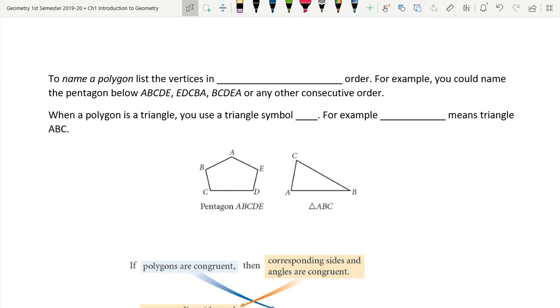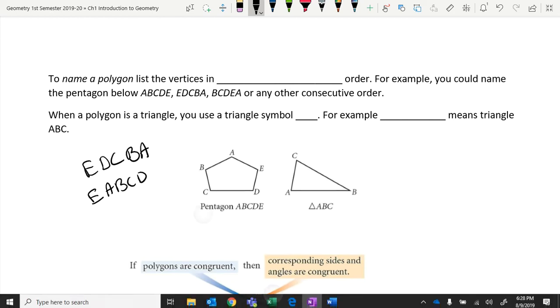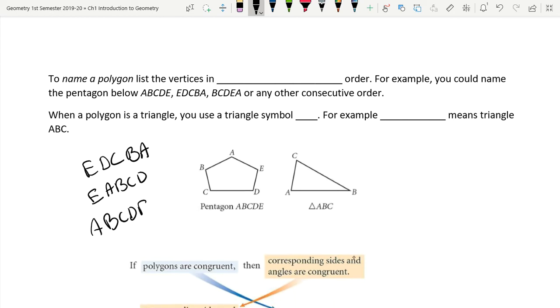There's a very distinct way that you're supposed to name polygons, such as this pentagon here. Basically, pick any letter on the pentagon, such as E, and then go in consecutive order. So you could go E, D, C, B, A, or E, A, B, C, D. Or I could pick a different letter, like A, and go A, B, C, D, E, or A, E, D, C, B. It just has to be in consecutive order. That's the key.